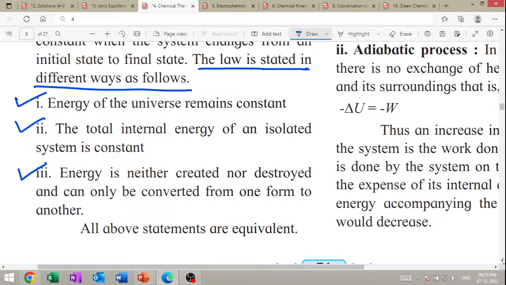Energy of the universe remains constant. The total internal energy of an isolated system is constant. The energy is neither created nor destroyed and can only be converted from one form to another. Yes, these are the 3 statements for first law of thermodynamics. You should be able to write any 2.